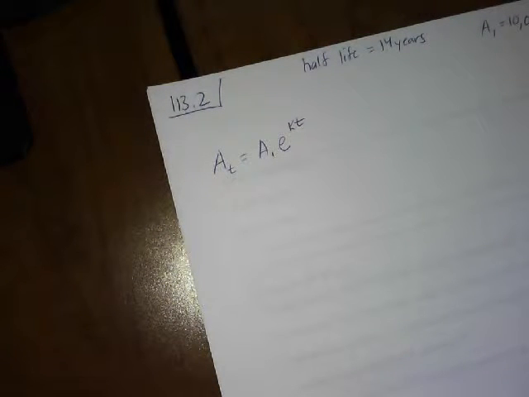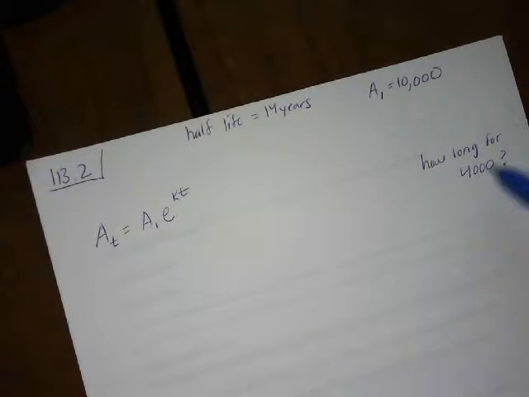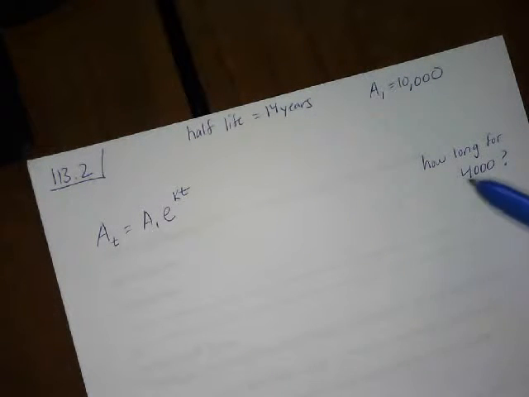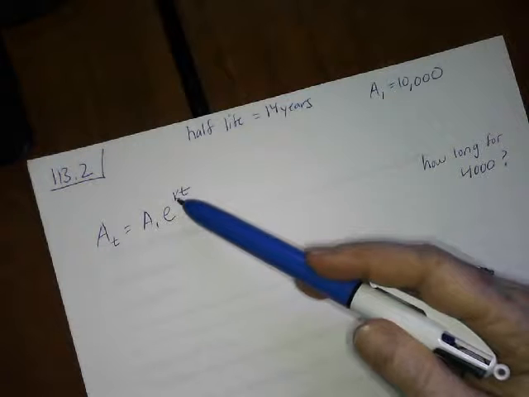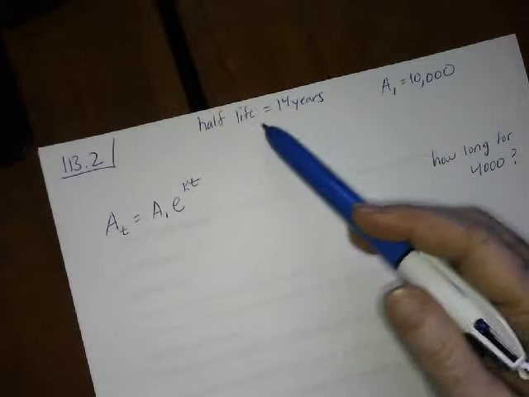Here's lesson 113, number 2. It says the half-life of the stuff was 14 years. They started with 10,000. How long will it be until there's 4,000 of them left? It looks like it's decaying, right? So when we solve for k, we will expect it to be negative.